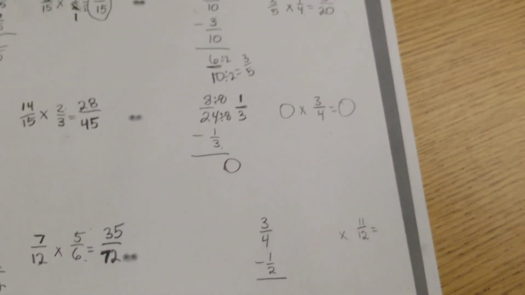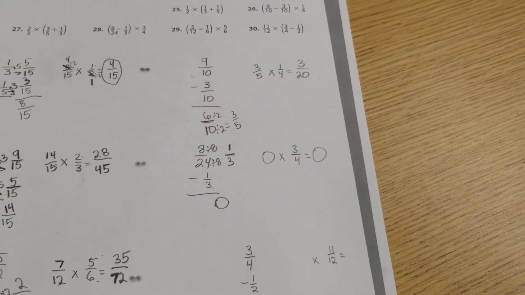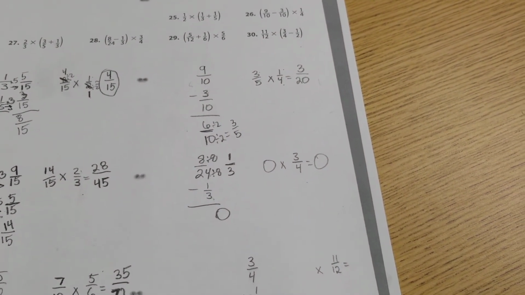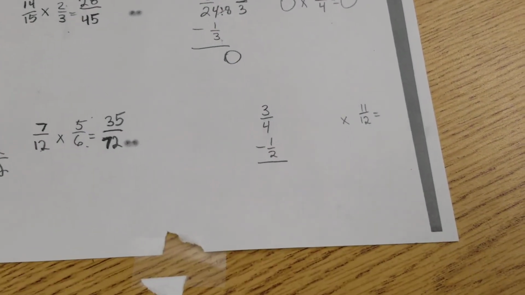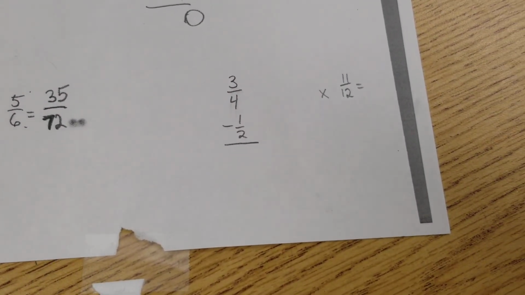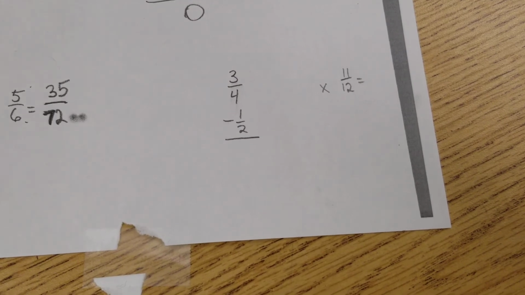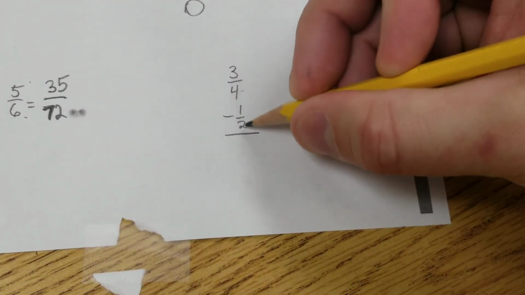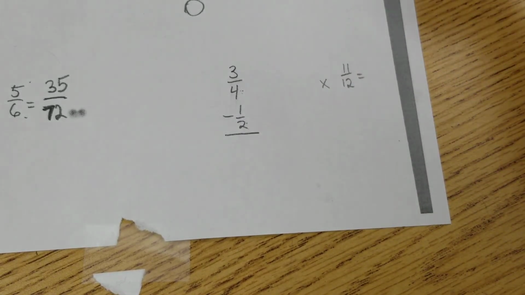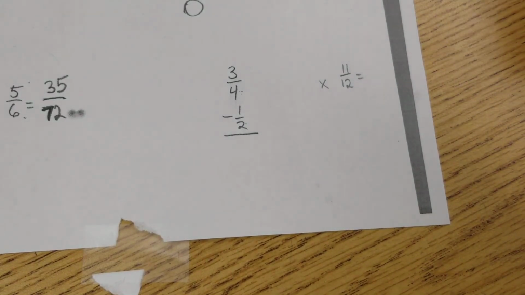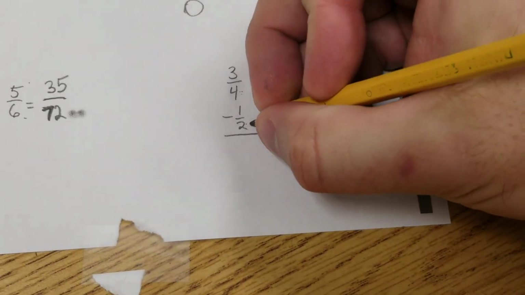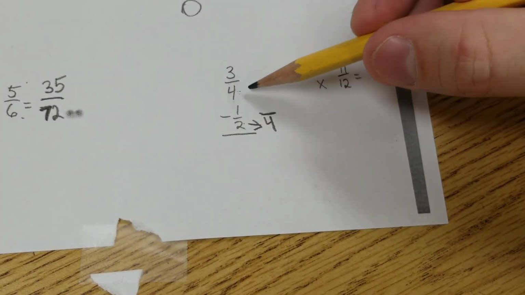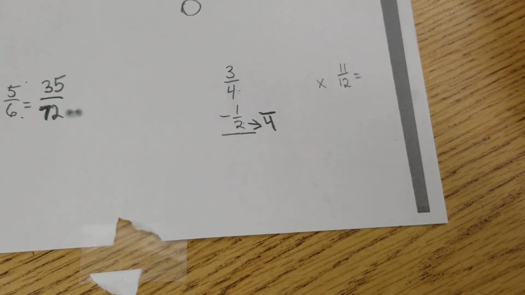Last one for today. It's number 30. We have 11/12 times parentheses 3/4 minus 1/2 parenthesis. All right, so I have my 3/4 minus 1/2. Some of you all know this answer in your head already. That's great. If you don't, I have a 4 and a 2. They're not the same. I have to make them the same. Count by 4s, count by 2s. What's the first number that's in both of them? It's 4. So I'm going to have to change this 2 to a 4. I don't have to change this one. It's already a 4. I'm just going to leave it alone.